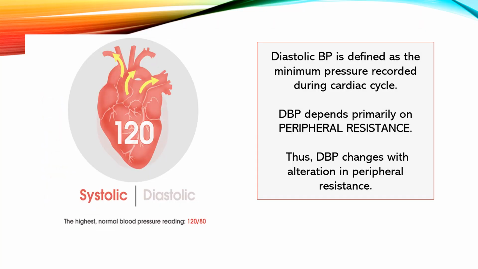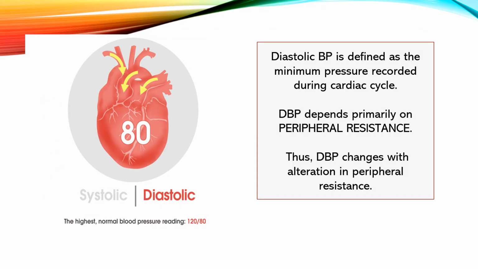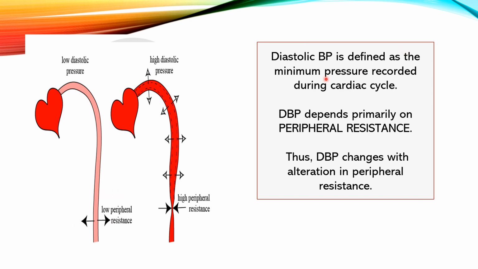Now what happens in diastolic blood pressure? From the definition of diastolic blood pressure, we know that it is the minimum pressure recorded during the cardiac cycle. Diastolic blood pressure, on the other hand, primarily depends on the peripheral resistance, the resistance offered by the peripheral blood vessels. Diastolic blood pressure changes with the alteration in the peripheral resistance.